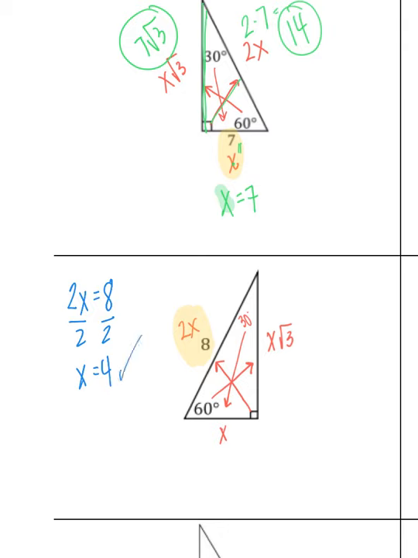Now, since we know x is 4, wherever we see x, we're going to put 4. So on this missing short leg, we know that side length is 4. And for the longer leg, we would write 4 root 3.